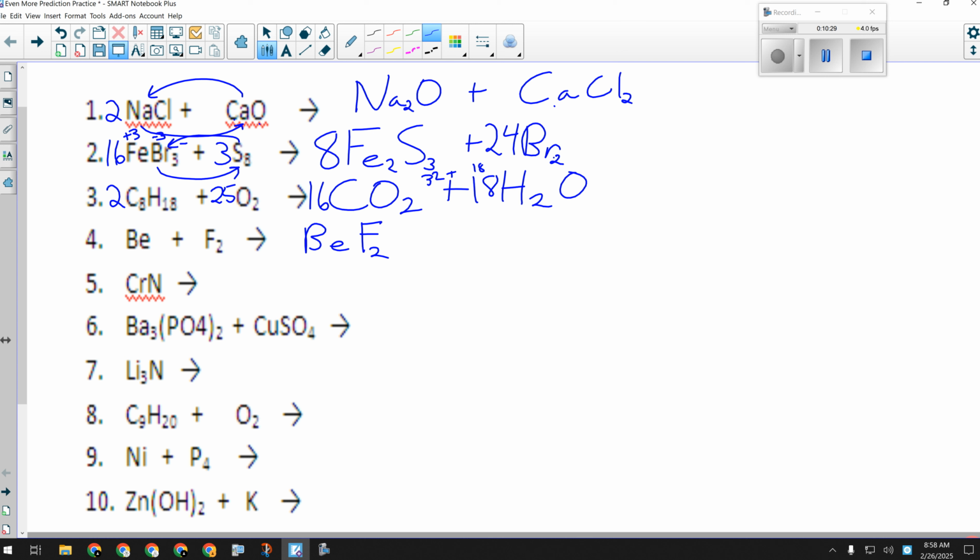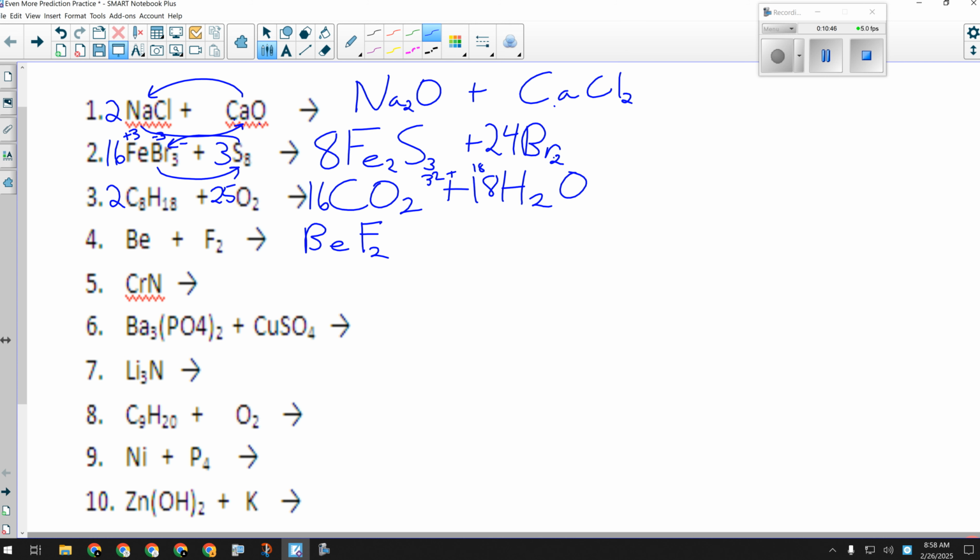I feel the balancing will be easy with this one. Okay, like it might already be done. Right, 1 beryllium on both sides, 2 fluorines on both sides. Sometimes it's just that easy. Okay. Everybody all right with that one?